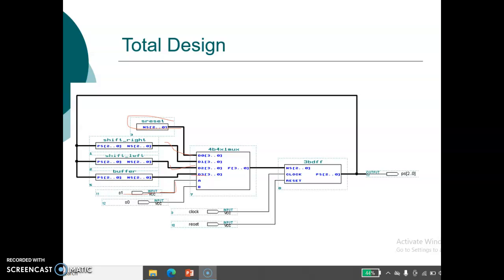Here S1, S0, here given 3-bit D flip-flop output, clock. This is reset. This is the 3-bit D flip-flop.